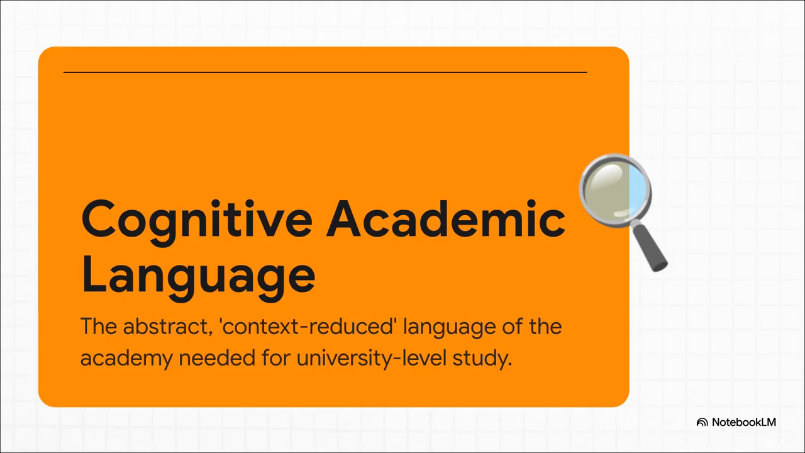The real goal is to build something way more complex, cognitive academic language proficiency, or CALP. This is that sophisticated, abstract language you need to analyze, to argue, to write a critical essay at a university level. It's a much, much higher bar to clear.